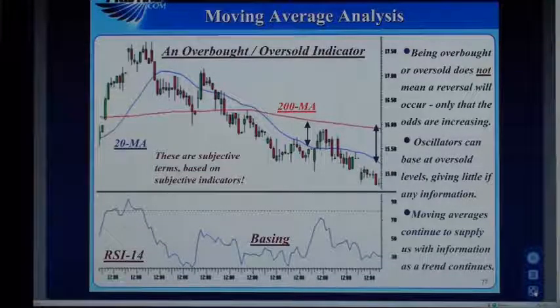Now, when we look at this through the eyes of an indicator, you can see the 14-period RSI on the bottom of the chart was basing at a lower level as the stock continued to move down.